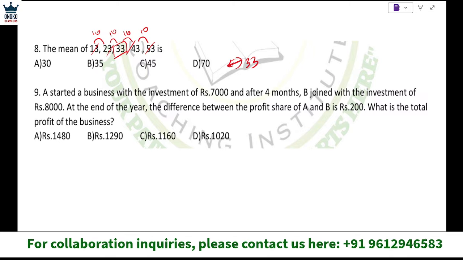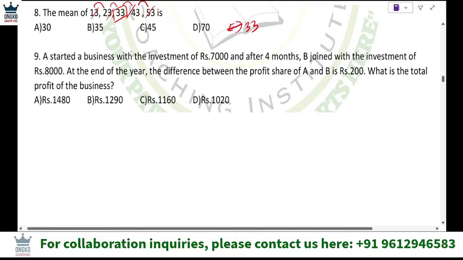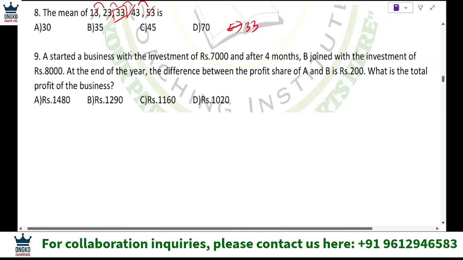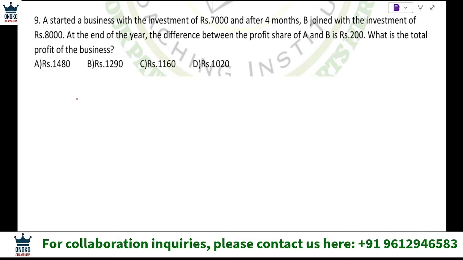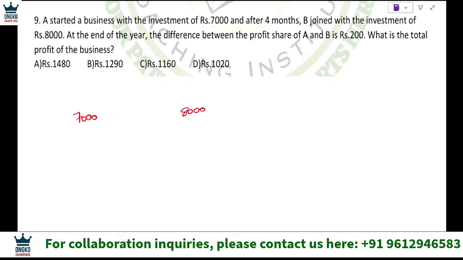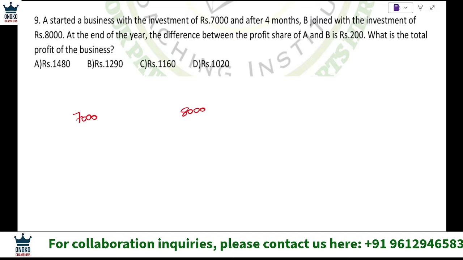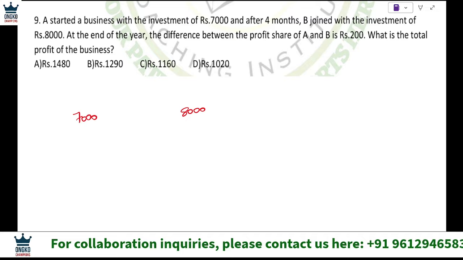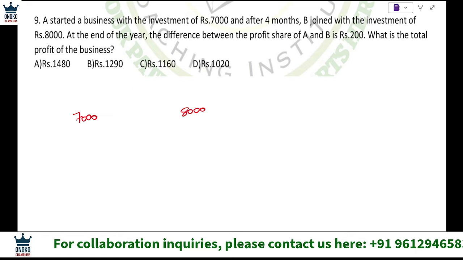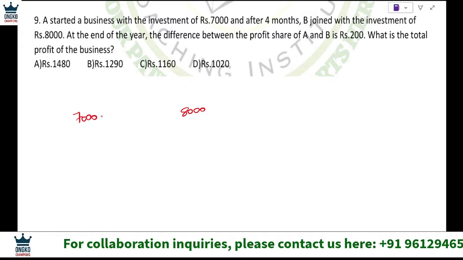Okay, now question number 9 is regarding partnership. A started a business with an investment of 7,000, and after 4 months B joined with the investment of 8,000. B joined after 4 months only, right? That means A invested for the whole year, 12 months, since we have 12 months in a year.